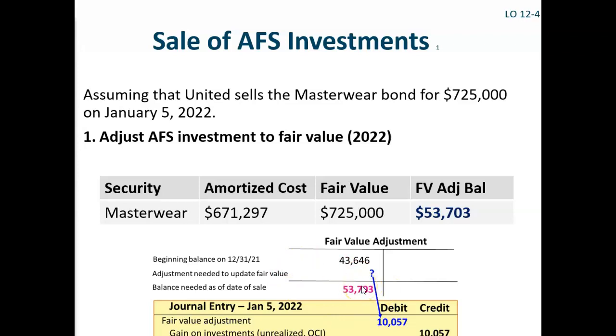The journal entry to record the increase in the fair value adjustment account and to record an additional unrealized gain of $10,057 that occurred during the first week of 2022 is shown. Debit fair value adjustment, $10,057. Credit gain on investments, other comprehensive income, $10,057.